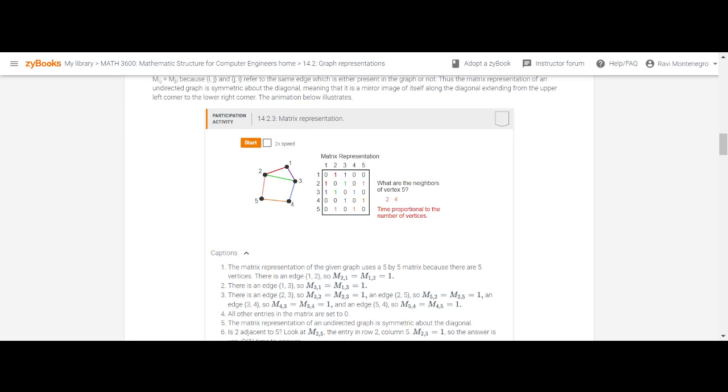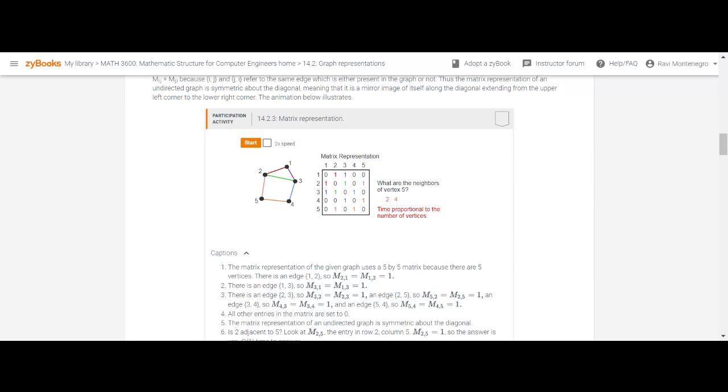The columns get the same representation. And the important part is that we will put a 1 in a row and column if there is an edge between those points. So for example, vertex 2 is connected to vertex 3. If you look at row 2, column 3, you'll see a 1 there.